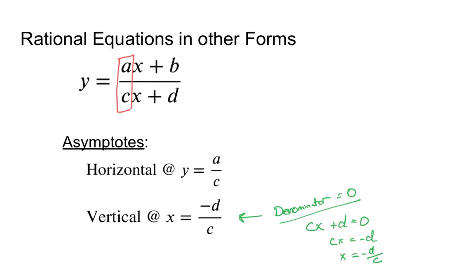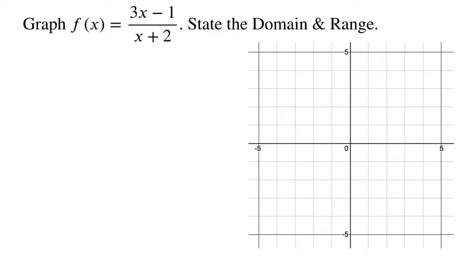Let's see how we graph these. Here we have f of x equals 3x minus 1 over x plus 2. We're going to graph that, then take a look at the domain and the range. The good news is this equation looks exactly like our other ones did, but that's only when they're in the form of a linear equation over another linear equation. So the first thing we're going to do is figure out where the asymptotes are.